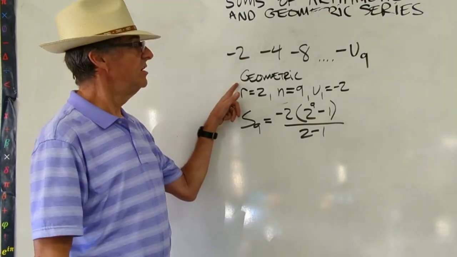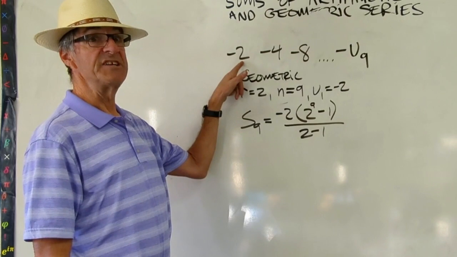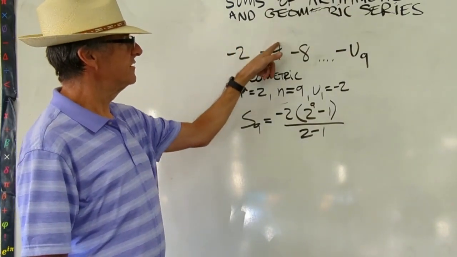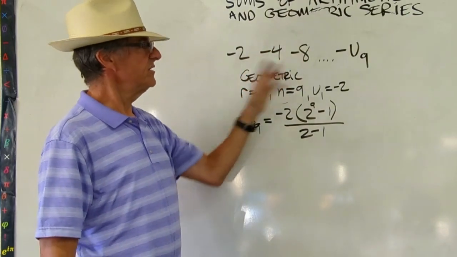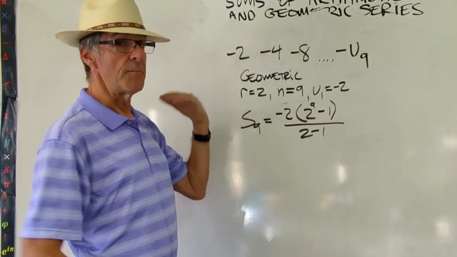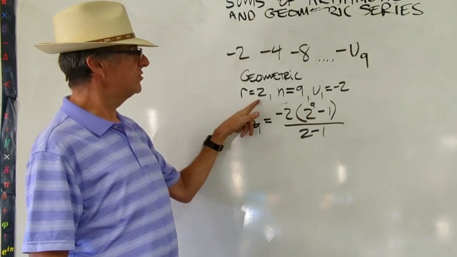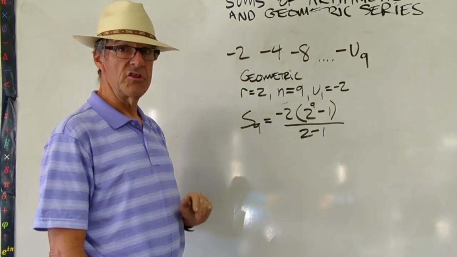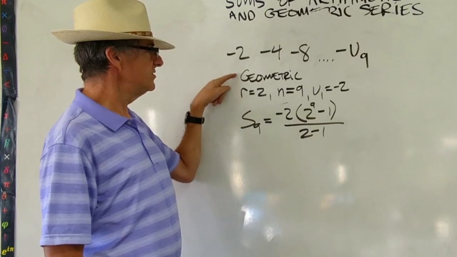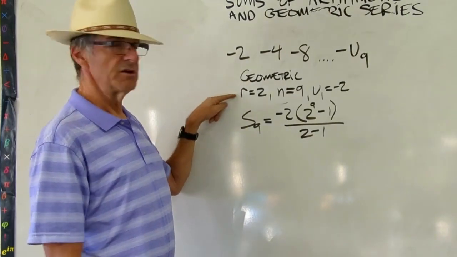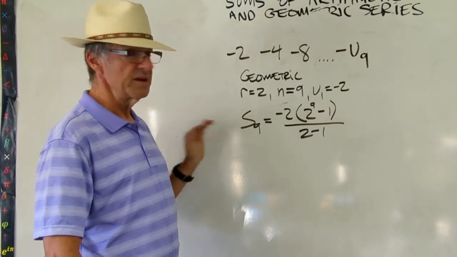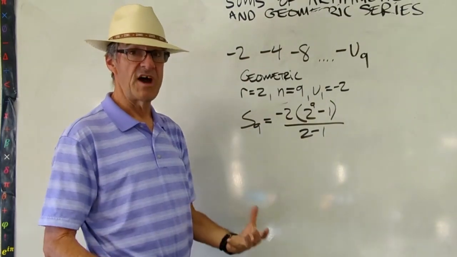Sequence is geometric. We're multiplying our first term by positive 2 each time. Negative 2 times positive 2 is negative 4, times positive 2 is negative 8. So even though our terms are negative, because we started with a negative first term, we have a positive r. So our r is 2, number of terms is 9, we're going all the way up to u9, and finally our first term is minus 2. So here's your type of series, here's your values for your plug-in step, here is the plug-in step using the formula.